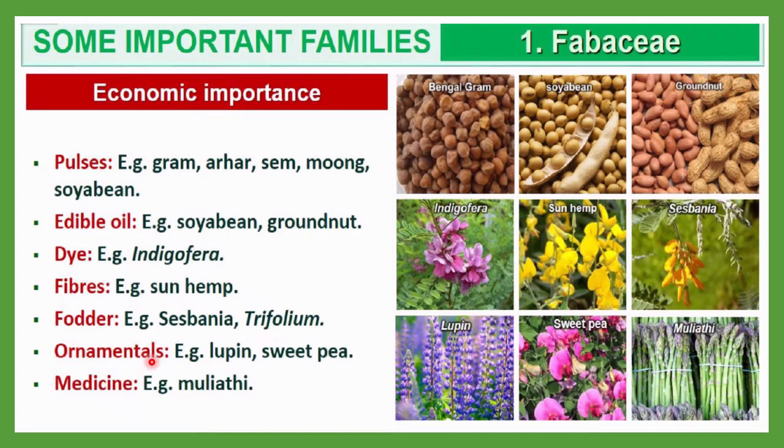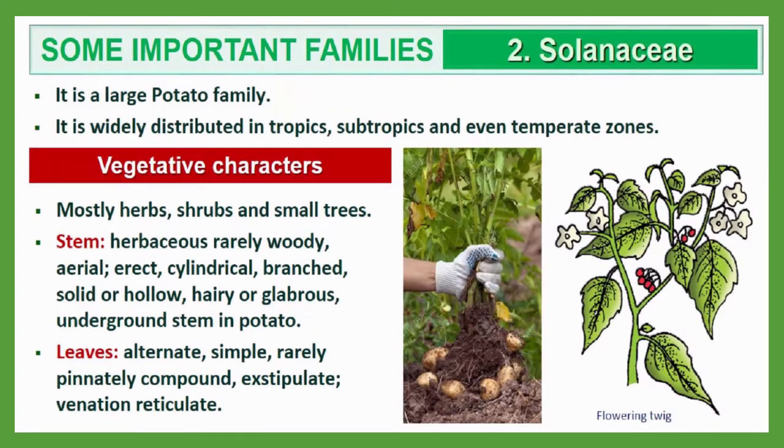Ornamental means it is for decorative purposes. These all are for decorative purposes, like lupine. You can see this is very beautiful. So it is used for ornamental or decorative purposes. Then sweet pea is also sometimes used for ornamental purposes, and they also act as medicines. So this is very important. Mulethi is a very important medicine which we derive from the Fabaceae family. So you must remember all these examples along with their economic importance.